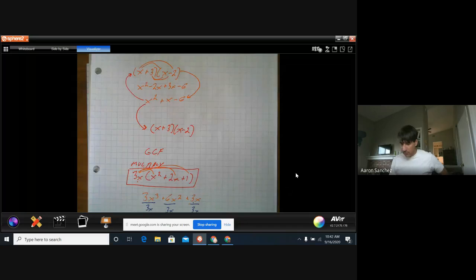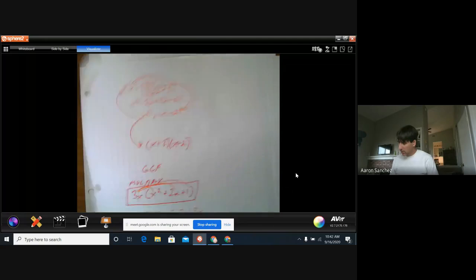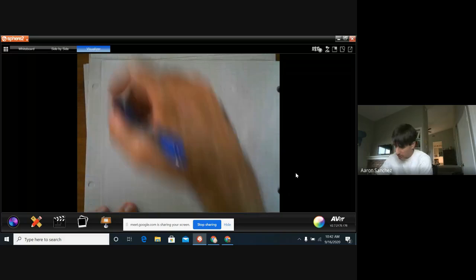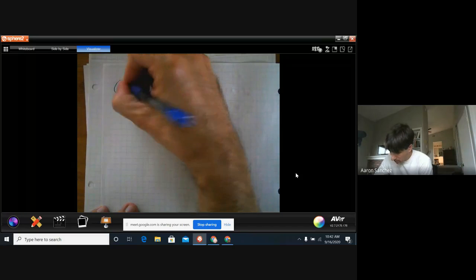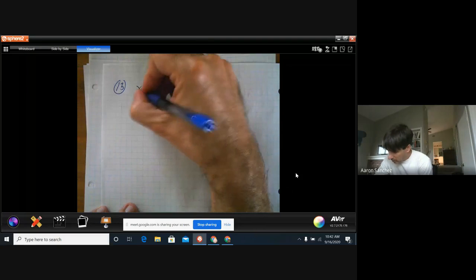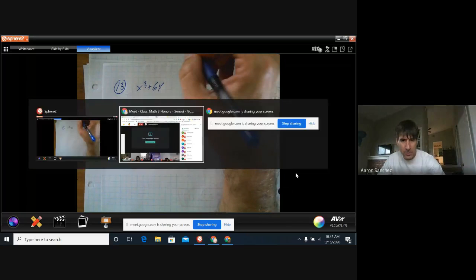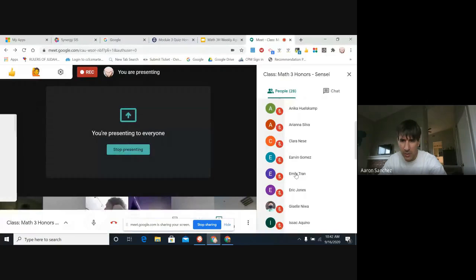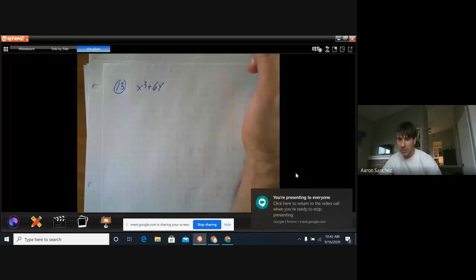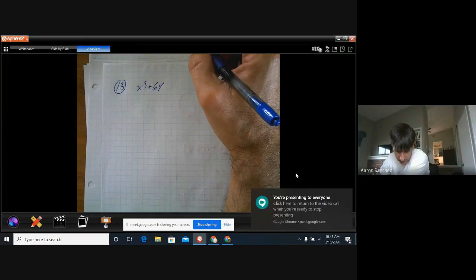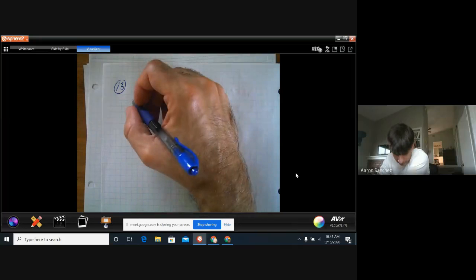Okay, let's do number 13. 13 is x cubed plus 64. Was that a sum of cubes or a difference of cubes? Let's go with Clara. What do you think? Sum of cubes or difference of cubes? Sum. Very good. So 50-50 chance.